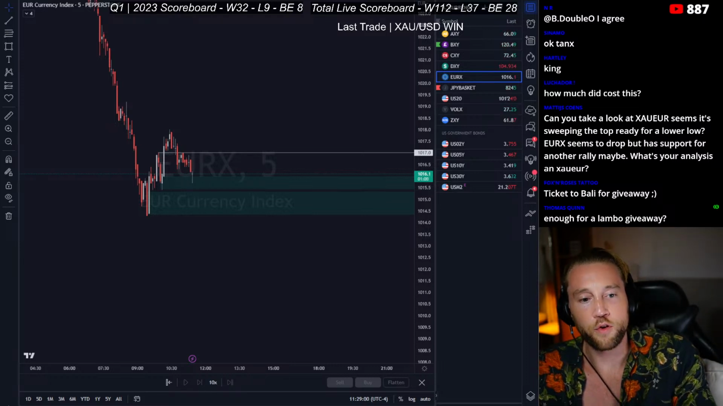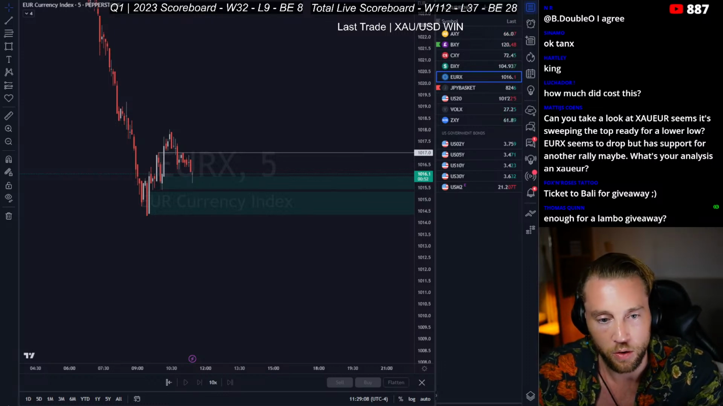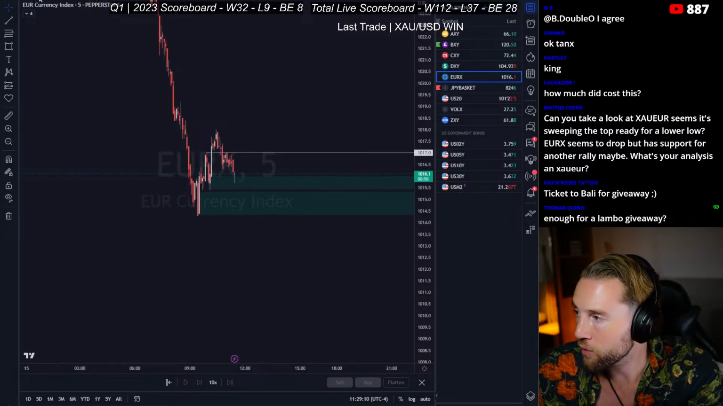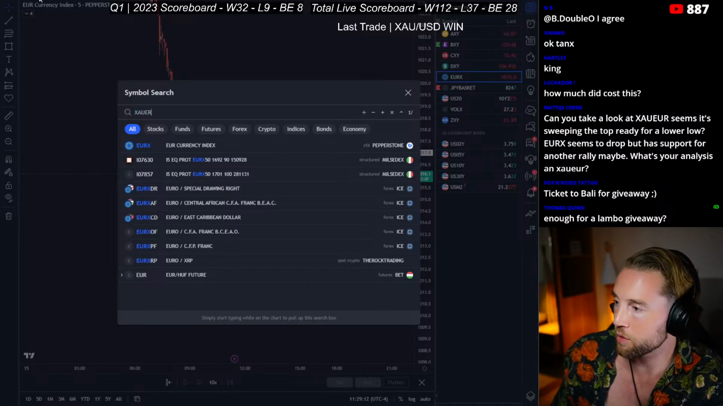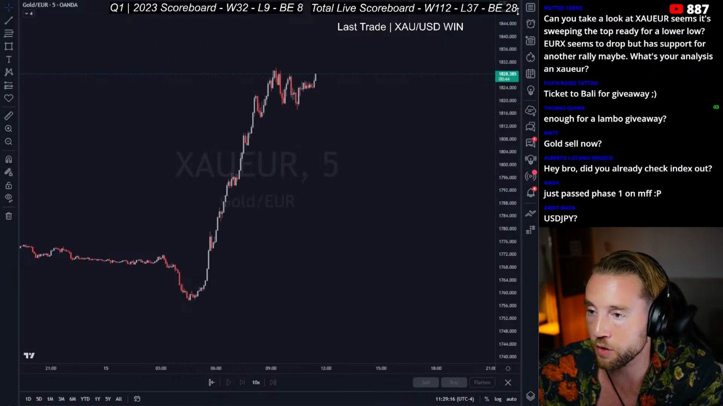Okay, look at the gold euro. It seems it's sweeping the top, ready for a lower low. Euro seems to drop, but has support from another rally maybe. What's your analysis on gold euro? I don't really check gold euro a lot, but I will definitely do it for you, man. Especially after that major move from the euro today.